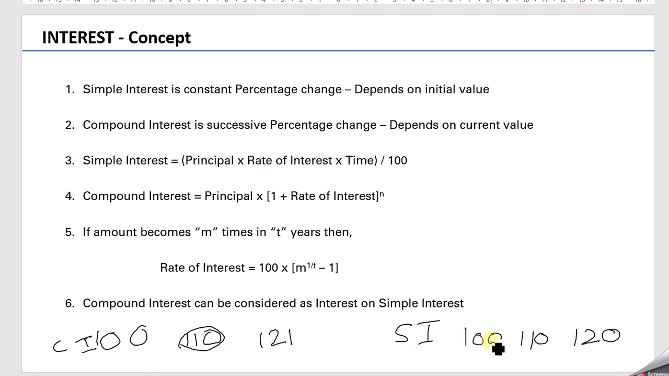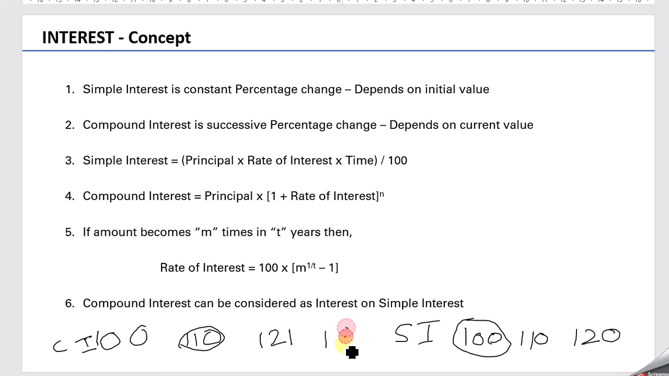Whereas in simple interest, interest is always taken on the initial value, that is what is mentioned here as well, initial value and current value. So the interest amount will always be 10% of this value, whereas the interest value for compound keeps on changing based on the recent one. So the next one will be 12.1 adding to this.